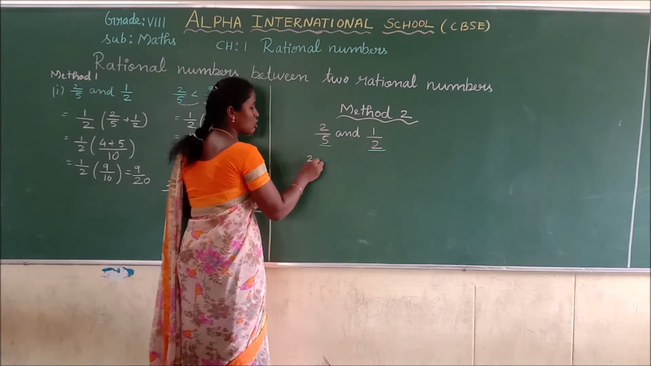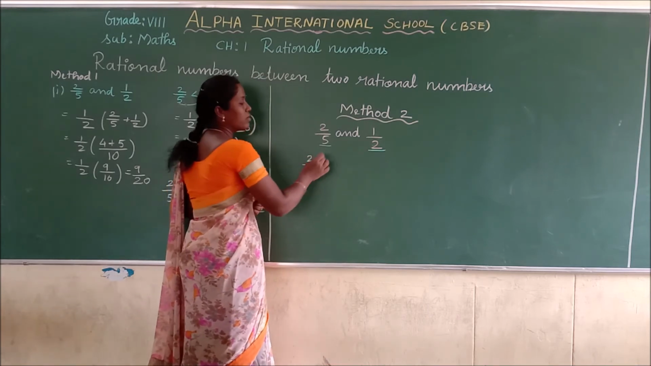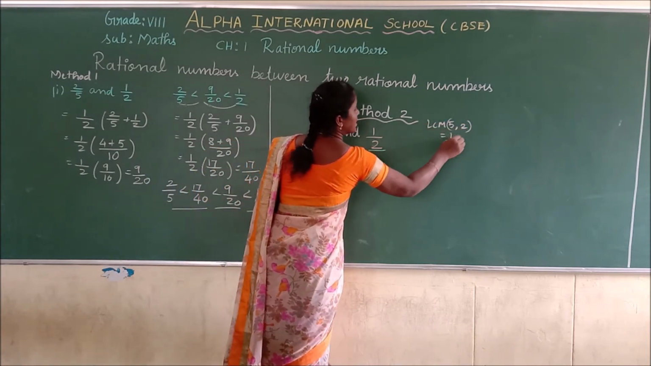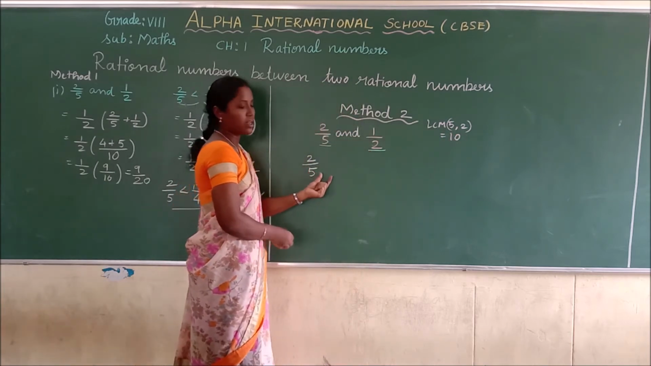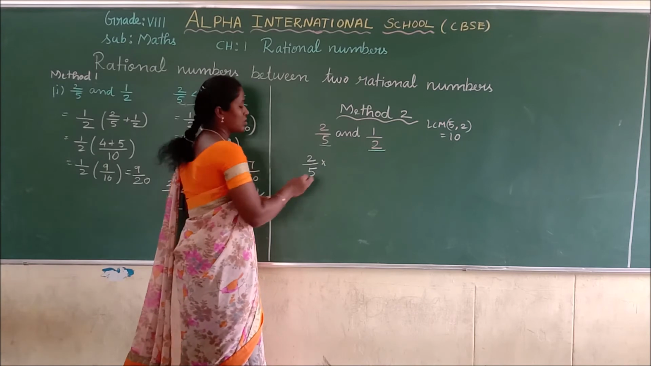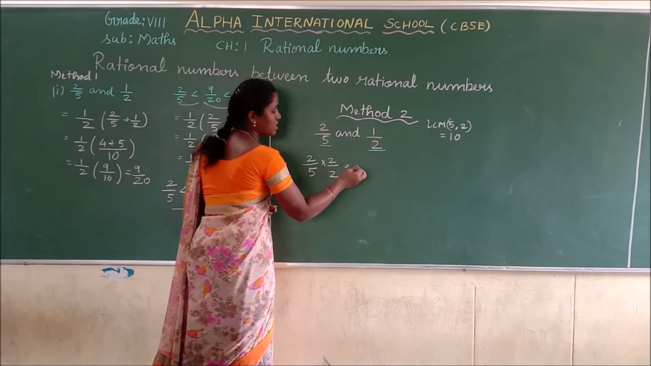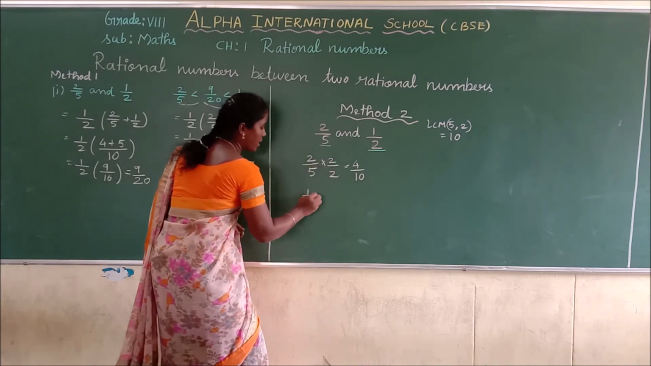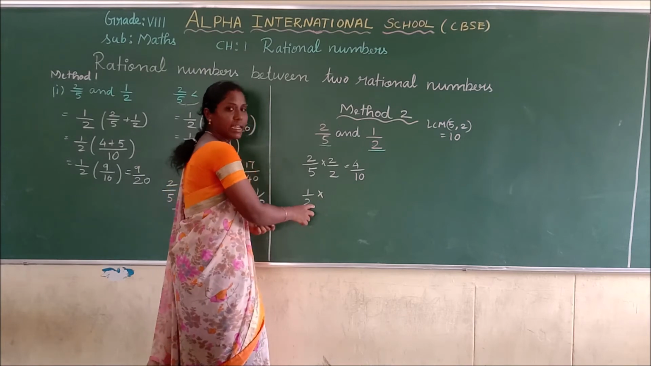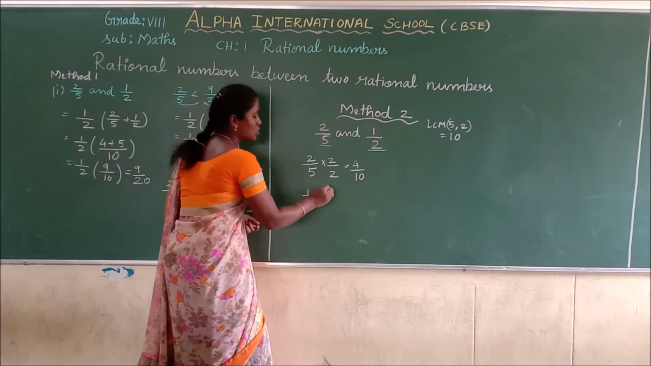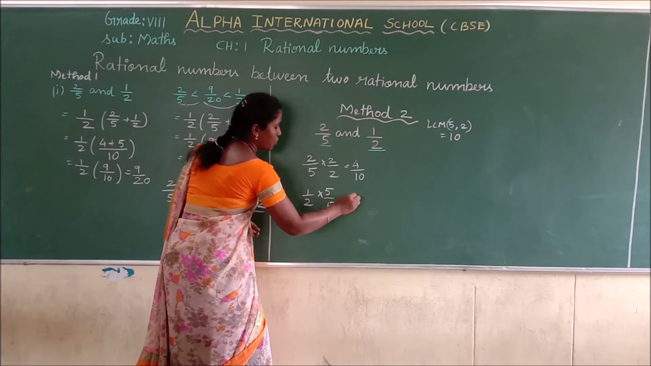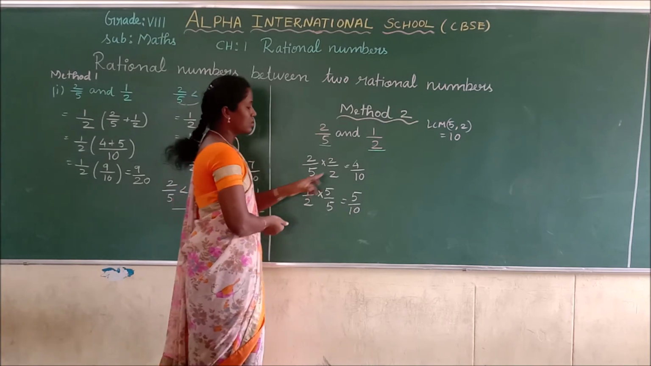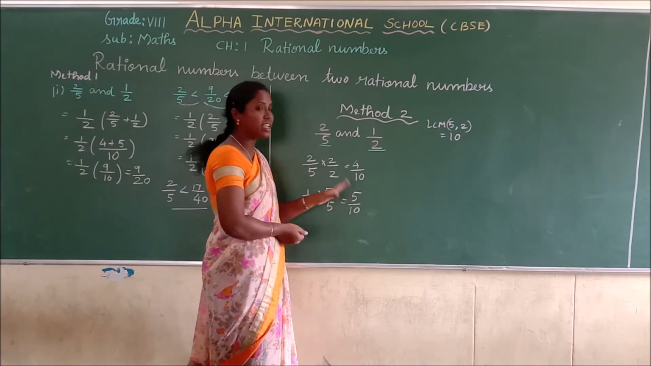So we are going to equalize the denominators to 10. For 2 by 5, what should be multiplied to get 10? 2 by 2. So 2 times 2 is 4, and 5 times 2 is 10, giving 4 by 10. The next number, 1 by 2: to make the denominator 10, what should be multiplied? 5. So multiply and divide by 5: 1 times 5 is 5, 2 times 5 is 10. Now this is 4 by 10 and this is 5 by 10.